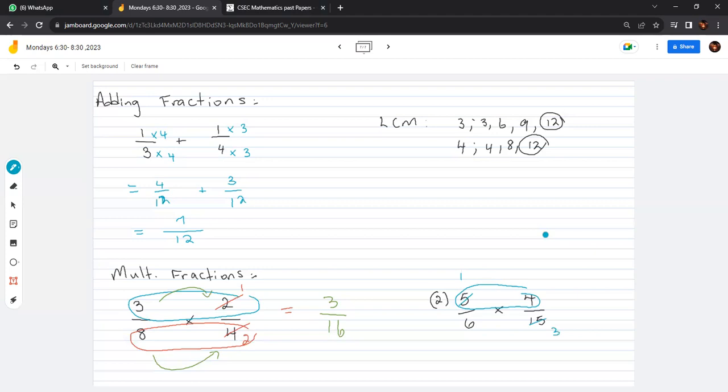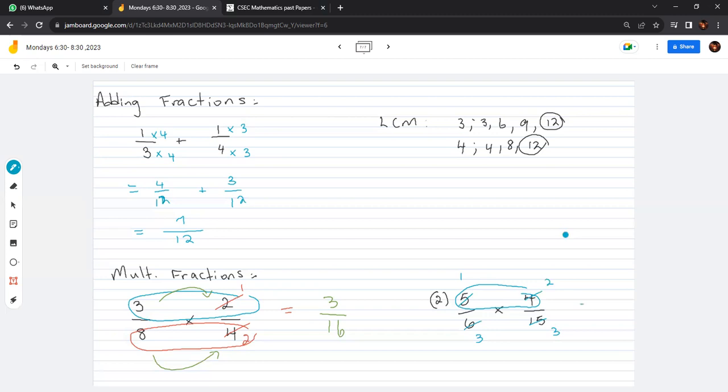Then I see 4 and 6, they share a common timetable as well. They both share the 2 times table. So that means 2 could be used to break down both of them. Whatever timetable they share, you could use that number to break it down. So 2 could go into 4 2 times, and 2 could go into 6 3 times.